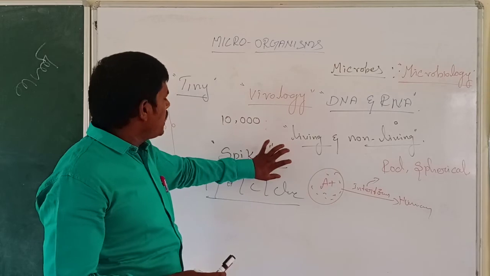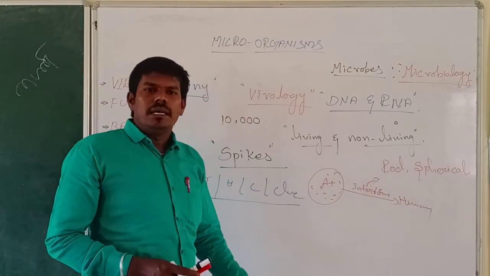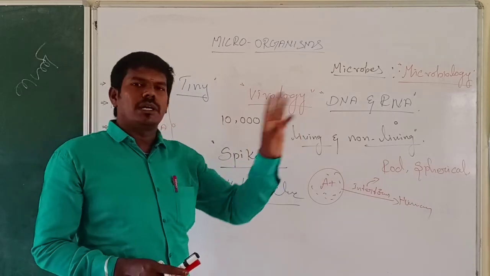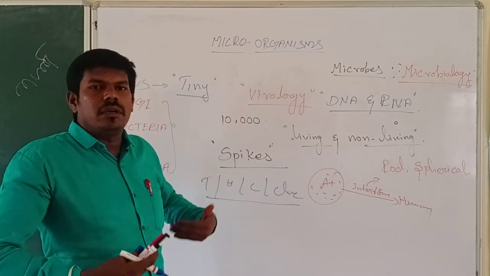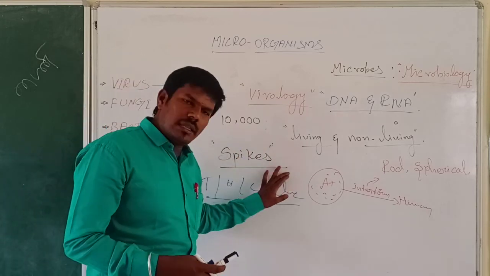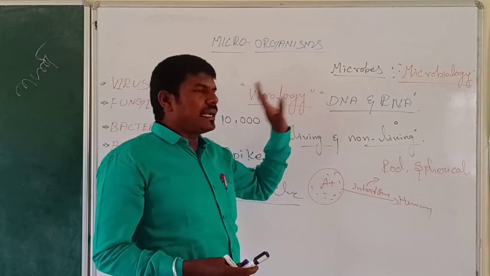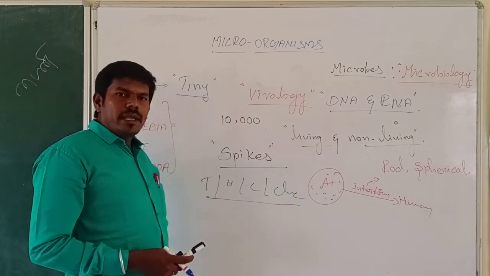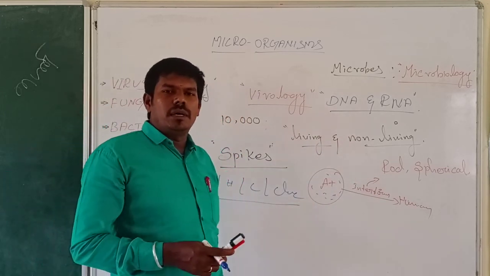And they have spikes. These spikes are present on the outer surface of the virus. Why are they present? They are used for attachment to the host. If the virus particle is not attached to our body, it uses the spikes. These spikes have to be broken, and thereafter only can you find out what kind of material is present inside the microorganism, that means the virus. Today's session is over. Thank you.